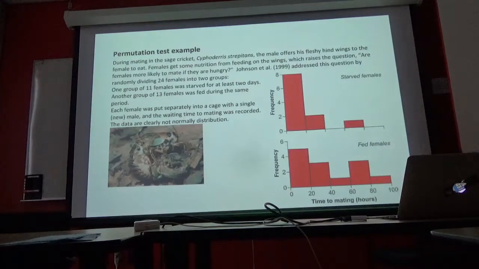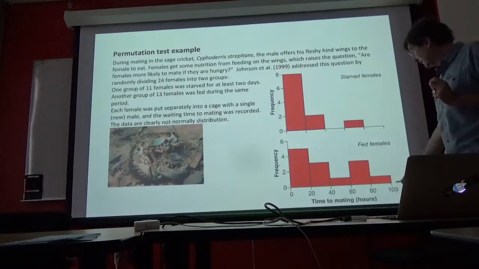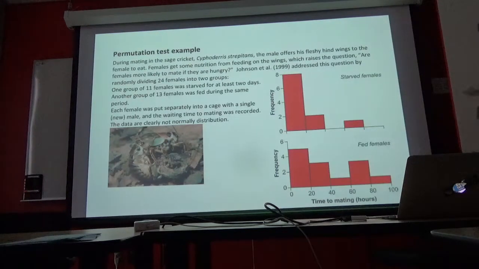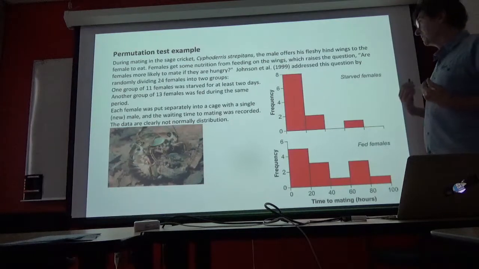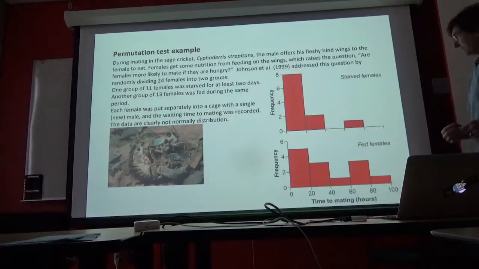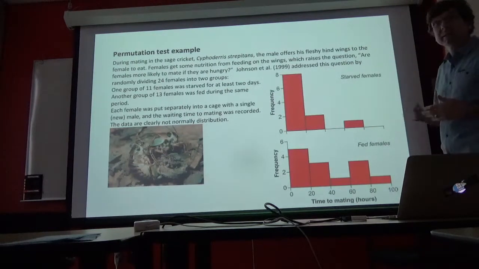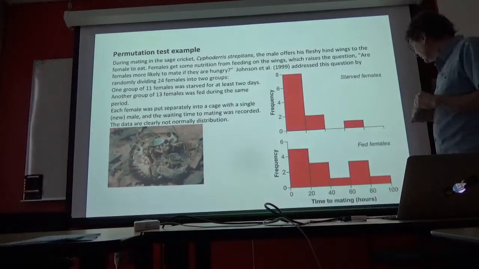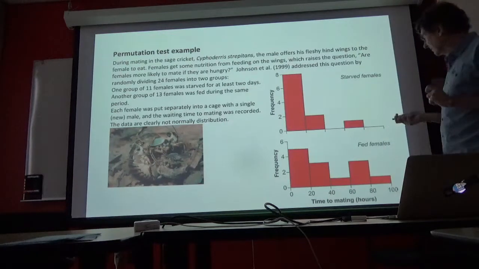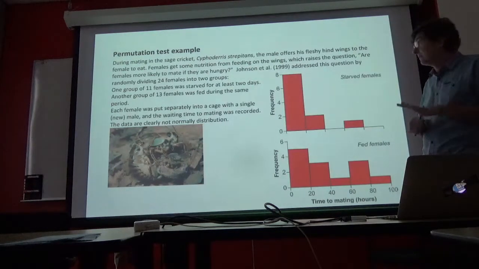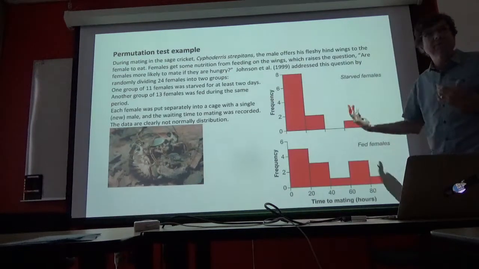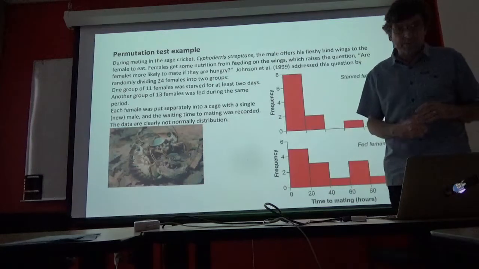Time to mating means the elapsed time between the male being placed in the cage and mating beginning. And that was one of the variables used to assess whether females are more likely to mate when they're hungry. The challenge with the data, as you see them, is that they are not normally distributed, and it's hard to know what their distribution is. This creates the problem of how you estimate the mean time to mating and put a confidence limit on that. For this example, I'm going to address the second question, which is, how do we test whether the difference that we observed is larger than simply the difference we might expect by chance?